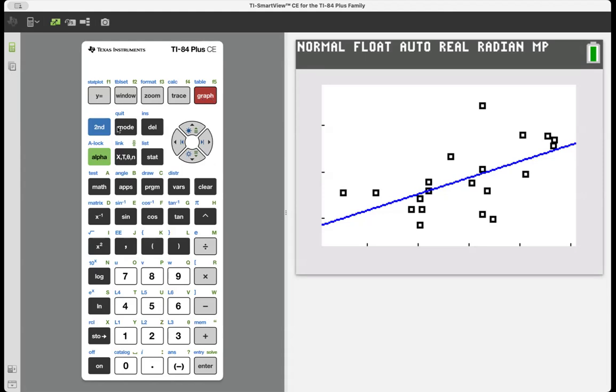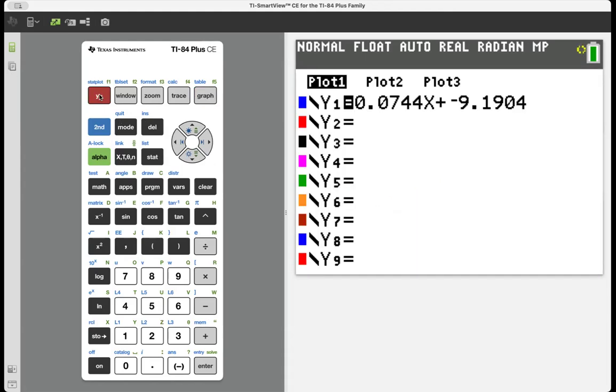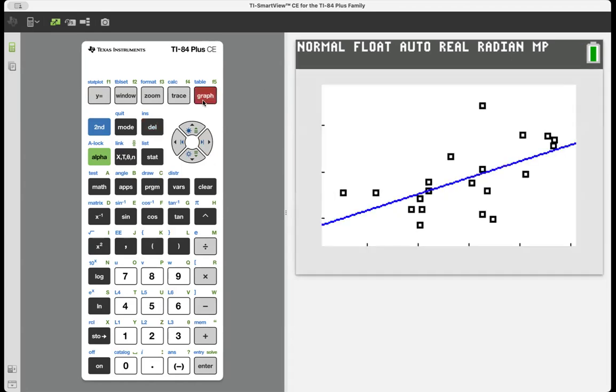Okay, now just to prove to you that it can be entered with a minus sign right here, if you want, you can change this plus negative to just minus, and then get rid of that negative. That is the same thing, and the graph appears in the same exact way.